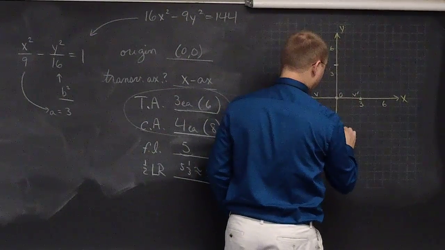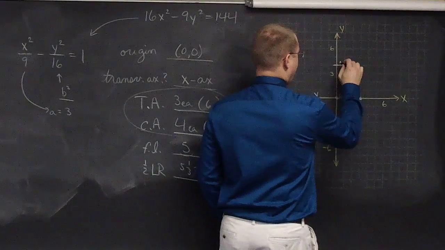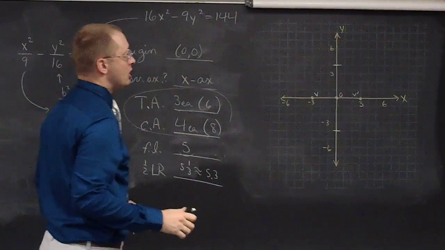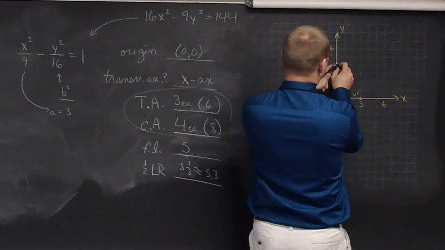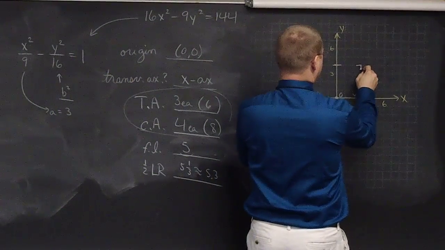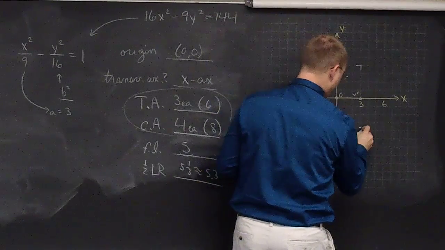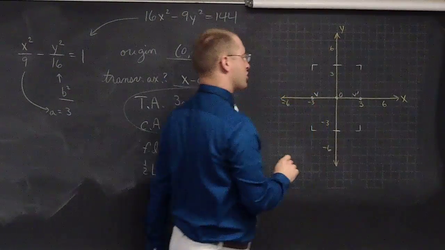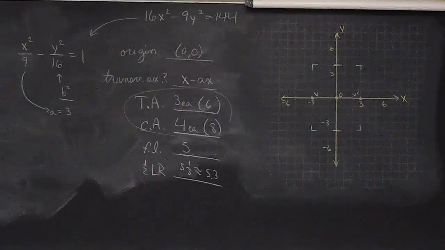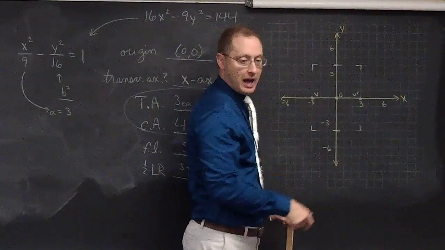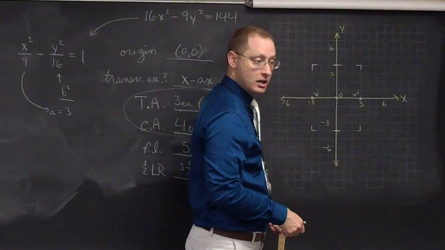I just make that little straight mark. I'm kind of picturing where the rectangle is. So we're going to go from there outward to the 3 and mark the corners of the fundamental rectangle. I'm not going to draw the whole rectangle. Again, I shaded it in last time just to help you see it, but I usually do not shade in the rectangle. Why? Lazy. All right, and then we'll use the fundamental rectangle to draw our asymptotes.